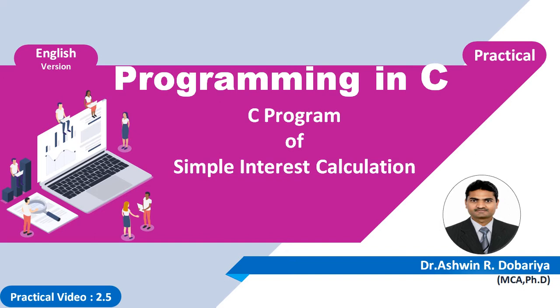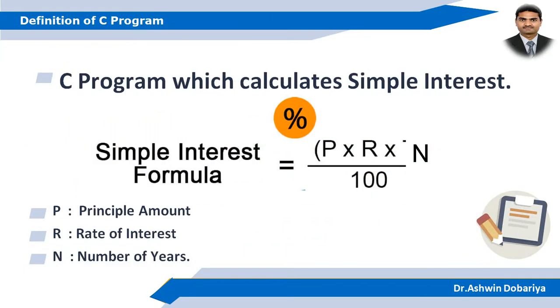In this video we will discuss a program for simple interest calculation. As you know, for simple interest calculations we have one formula, that is PRN divided by 100. In this video we will learn how we can write a simple interest calculation program and how you can identify the various variables and the data types. So let's start with the definition.